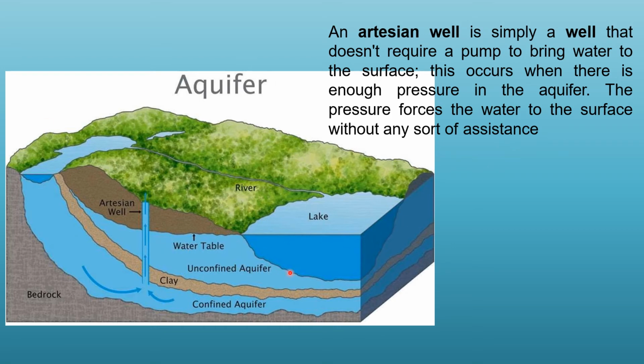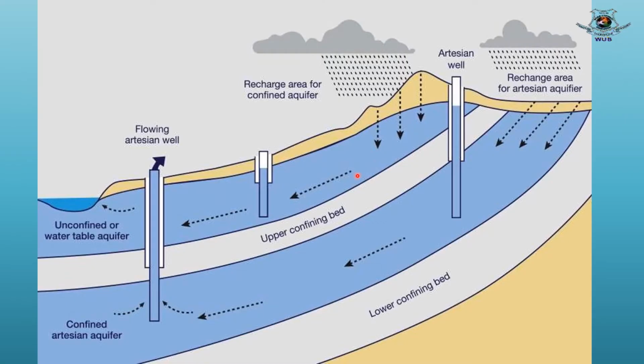Here in this figure, we can see that this is an unconfined aquifer, and this is a confined aquifer. Another name for the confined aquifer is artesian aquifer. There is a clay layer positioned at the top of this confined or artesian aquifer. This clay layer, or confining impermeable layer, creates a pressure in the artesian aquifer, which forces the water to come out of this artesian well. It is called an artesian well because this well is built in the artesian or confined aquifer.